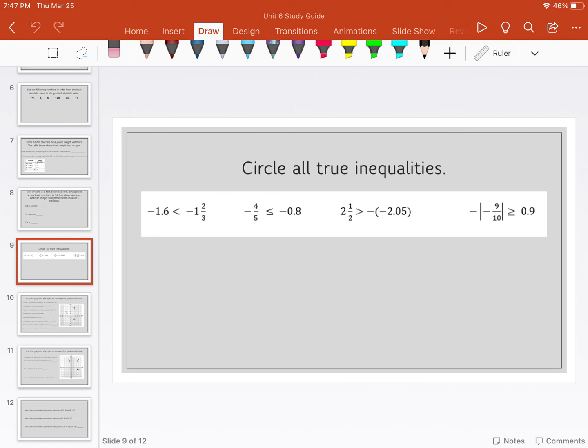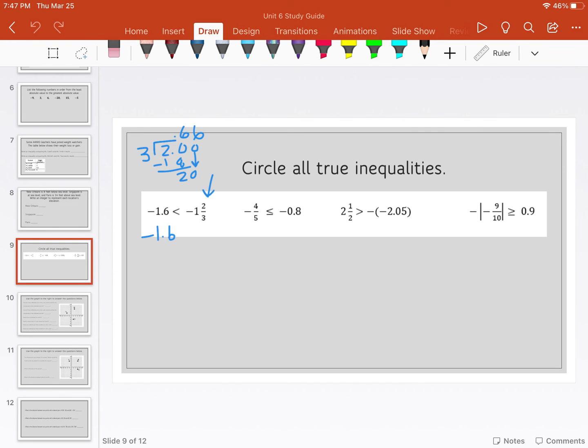All right, for this one, we have to circle all of the inequalities that are true. So we've got 4 different statements here. We're going to start all the way to the left. So we've got negative 1.6, and we're comparing that to negative 1 2/3. So we need to divide here. We need to see how many times 3 can go into 2. It cannot go into 2, but it can go into 20 6 times. 6 times 3 is 18. When we subtract, we get 2, add a 0. Oh, we got 20 again. So this is actually going to repeat.